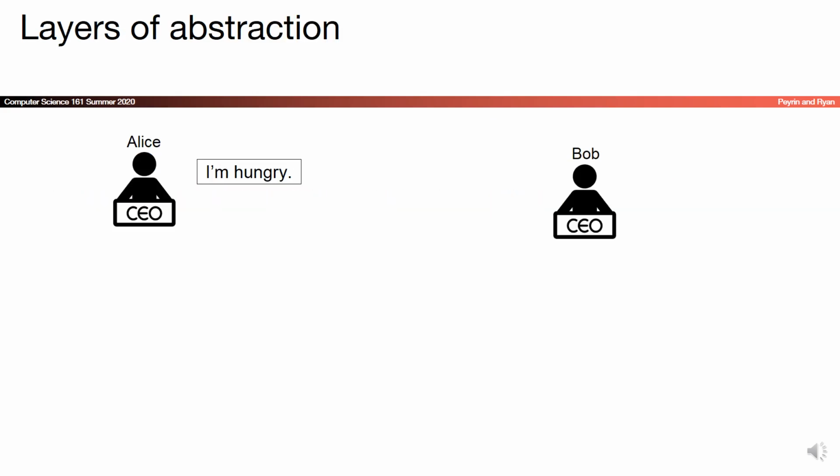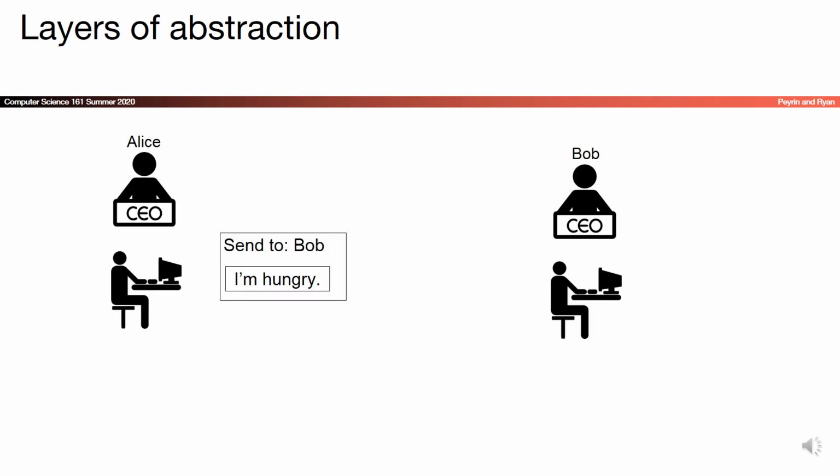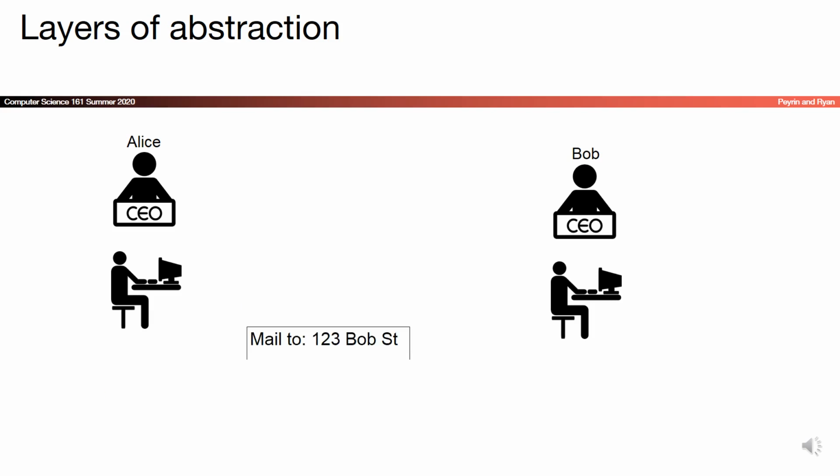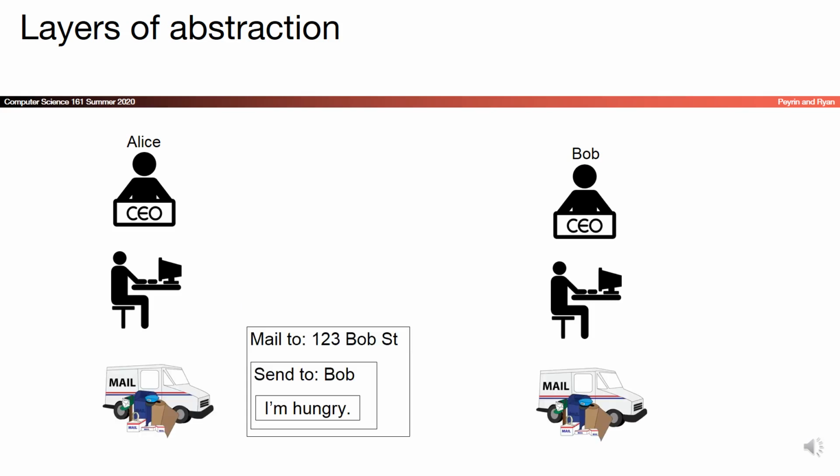Okay, so suppose we have two CEOs, Alice and Bob, and Alice wants to send a message to Bob. So what might this look like in our analogy? Well, the first thing is Alice is going to read out her message, and Alice's secretary is going to type down this message. At the top of the letter that Alice's secretary is typing, the secretary might add a header that says, "This is meant for Bob," and then print out this letter. And the next thing that happens is, once Alice's secretary has this letter printed out, the secretary is going to put it in an envelope.